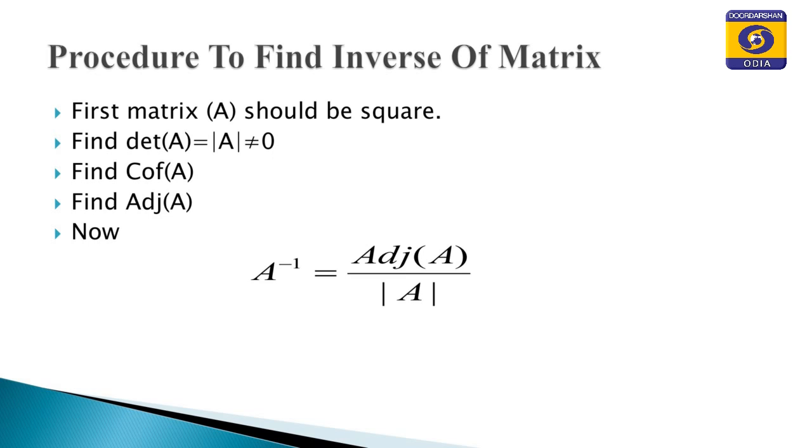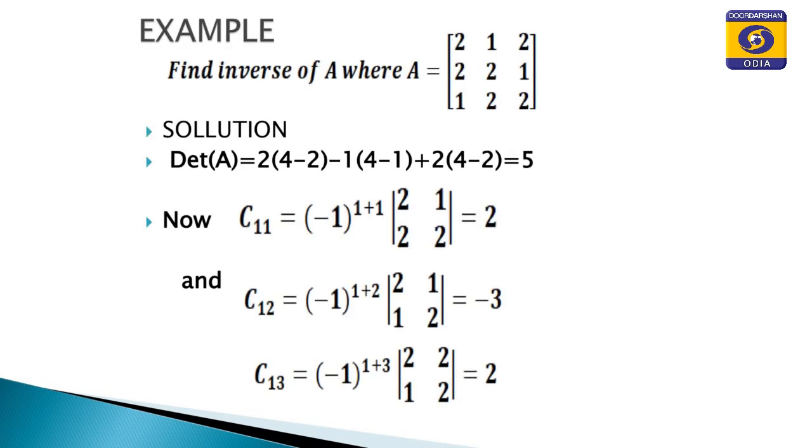If det A ≠ 0, then we find the minor of the matrix, then the cofactor matrix, then the adjoint matrix. And from the property A times adjoint of A equals determinant of A times the identity matrix, hence A inverse is equal to adjoint of A by det A. This is an example.